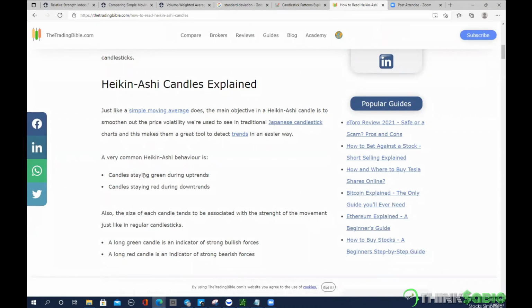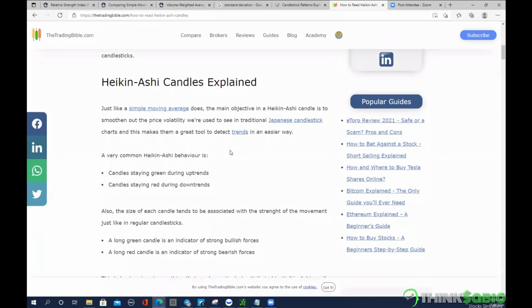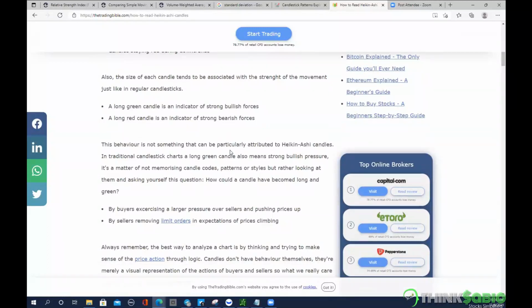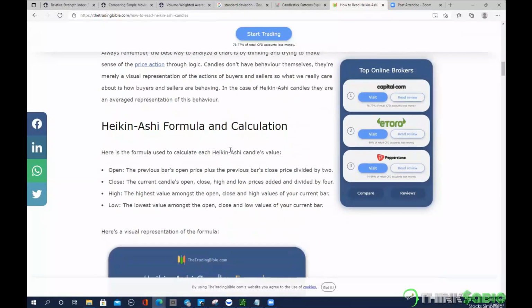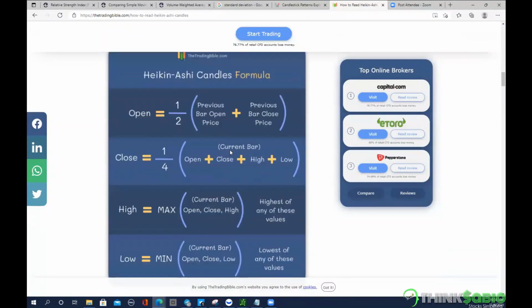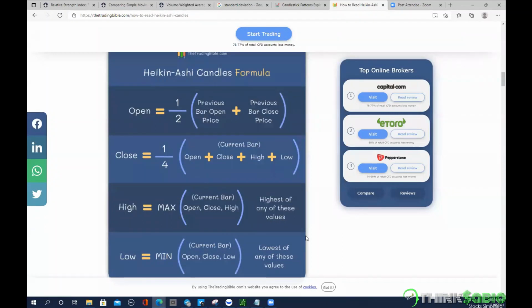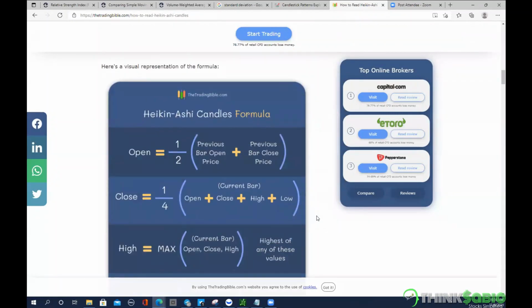So candlesticks stay green during uptrends, and they stay red during downtrends, and also the sizes of the bodies of the candles will change based on that. So let's see. Oh, here you go. Here is the calculation, Kumar.